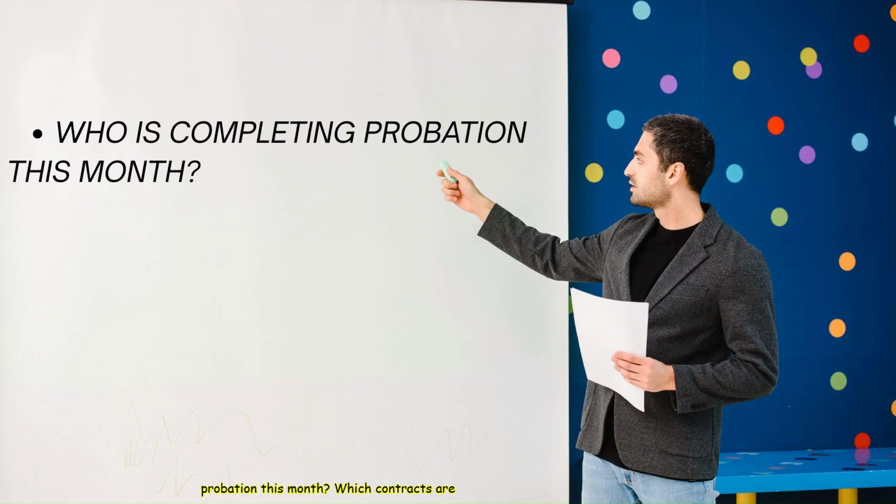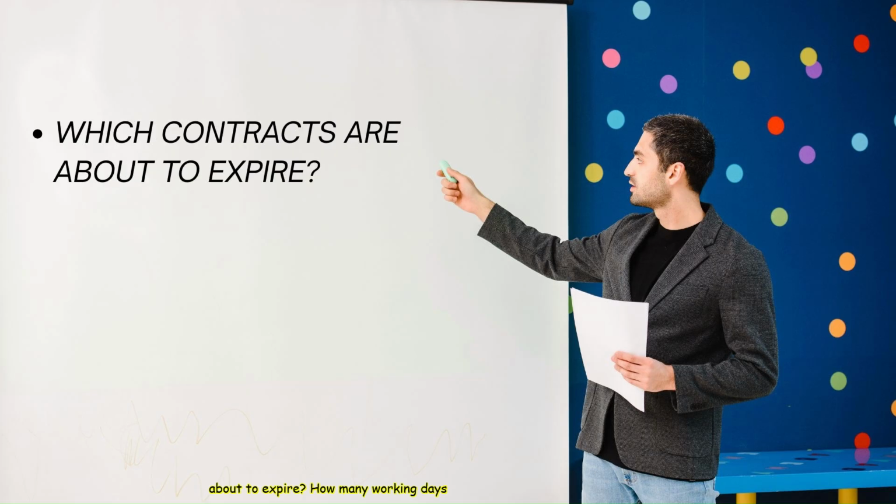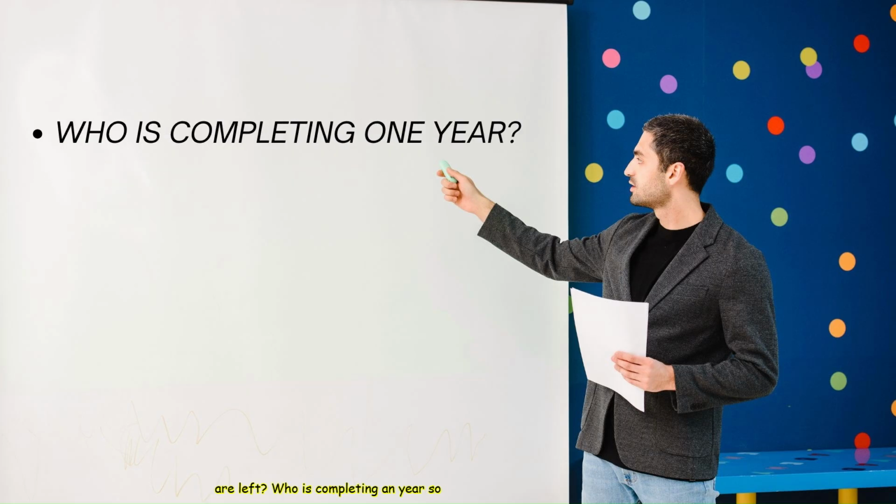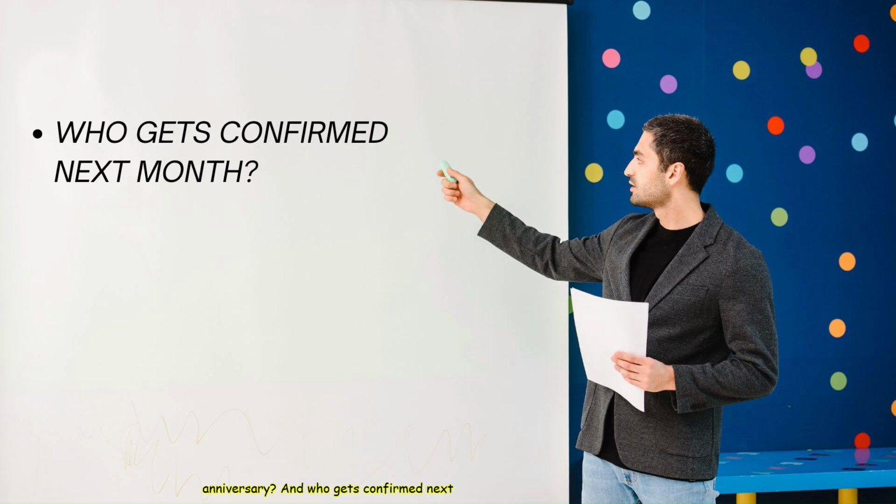Who is completing probation this month? Which contracts are about to expire? How many working days are left? Who is completing a year so that we can celebrate the work anniversary? And who gets confirmed next month? And suddenly, these are not just dates anymore.